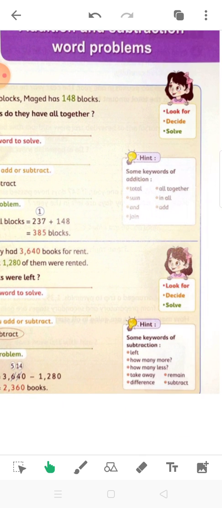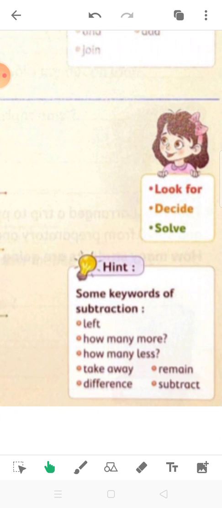Okay, let's remember together the keywords. Let's remember left, rest, remainder, difference. All these words mean minus. Okay, and we have also how many more, how many less, and take away. Okay, subtract. All of them. Left, remain, rest, or remainder. Difference, subtract, take away. How many less? How many more? So I'm talking about what? The subtraction. These are the keywords of subtraction.